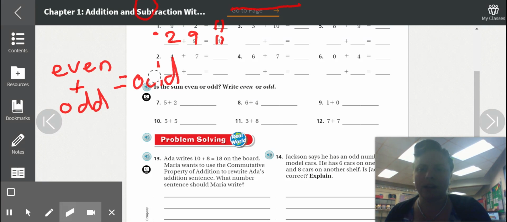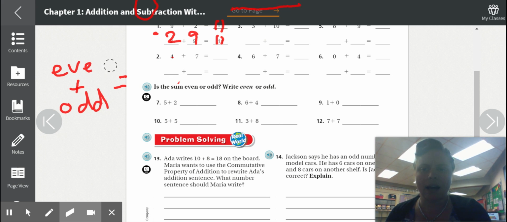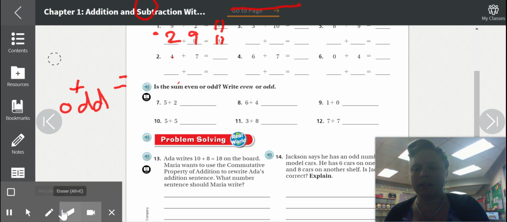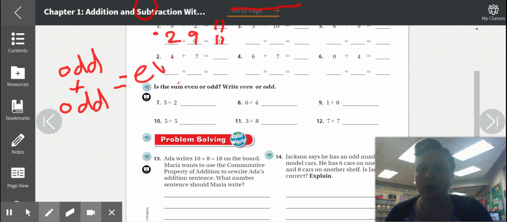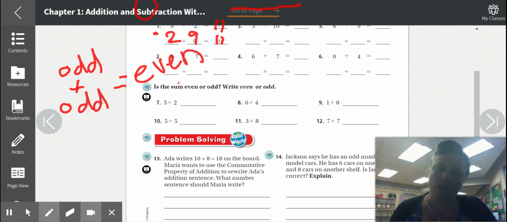Now, what about if we add an odd and an odd? Now, when we add an odd number and an odd number, you would think you would get an odd number, but that's not how it works. We get an even number. So for 7 through 12, you don't even have to add them together to know if you get even or odd. If you need to add them together to know if it's even or odd, please do that. So 5 plus 2 is an odd plus an even, so we know the answer is going to be odd. Okay?